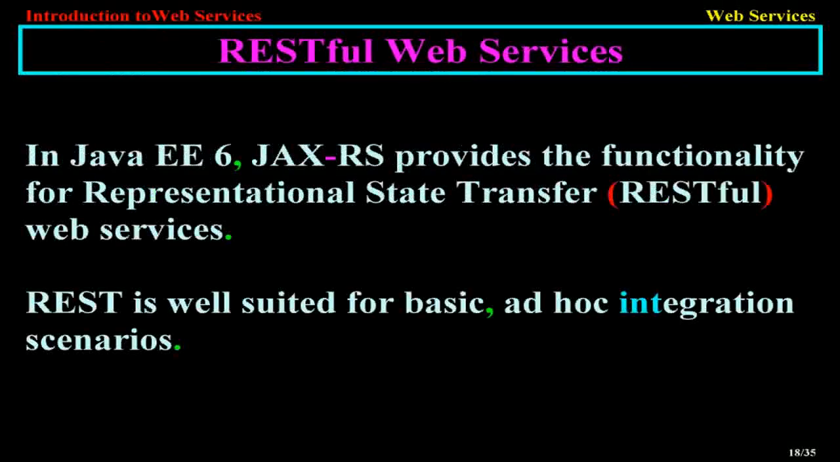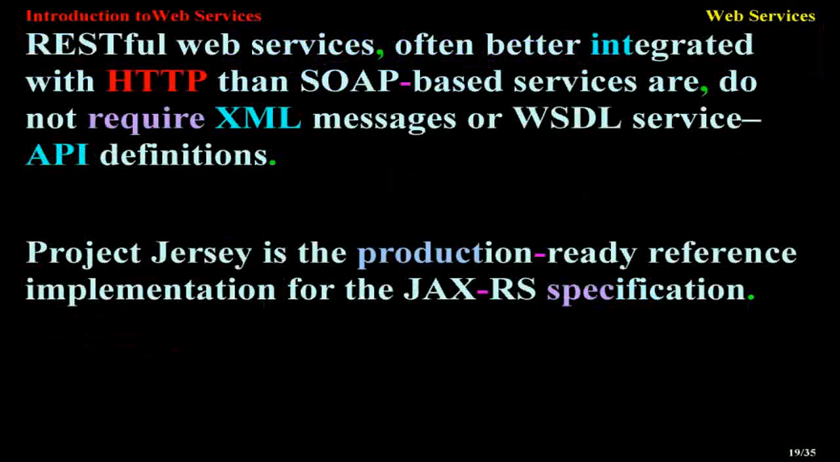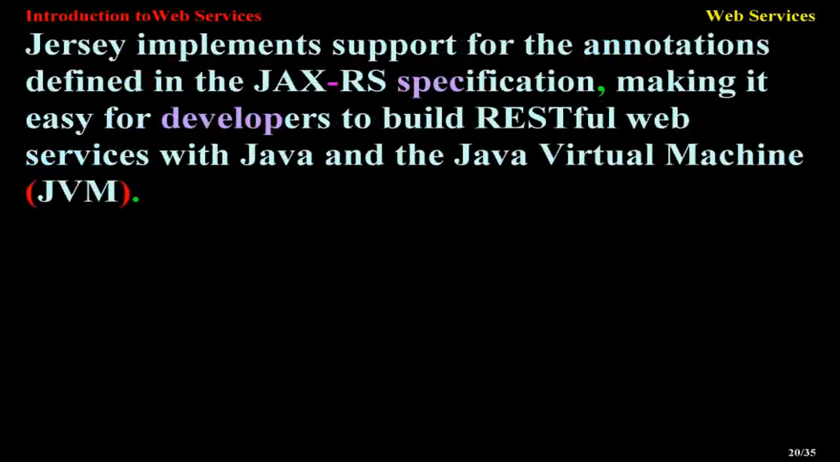RESTful Web Services. In Java EE6, JAX-RS provides the functionality for representational state transfer (RESTful) web services. REST is well suited for basic, ad hoc integration scenarios. RESTful web services, often better integrated with HTTP than SOAP-based services are, do not require XML messages or WSDL service API definitions. Project Jersey is the production-ready reference implementation for the JAX-RS specification. Jersey implements support for the annotations defined in the JAX-RS specification, making it easy for developers to build RESTful web services with Java and the Java Virtual Machine (JVM).